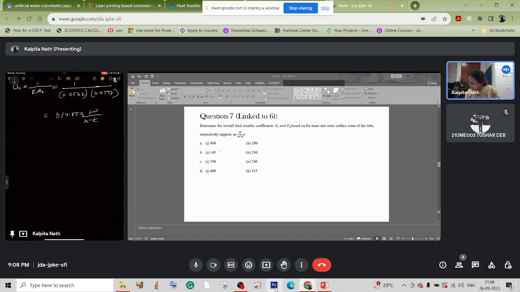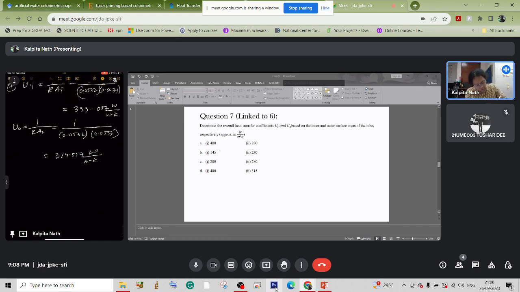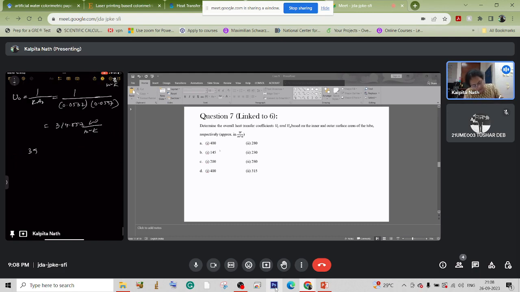What is the difference between the two overall heat transfer coefficients? And the percentage, if we need to find it out, we have already found 314.857. So this is option D, right? Now if we want to find out the difference, 399.087 minus 314.857 upon 314.857 into 100%, this will come out to be 26.7%.